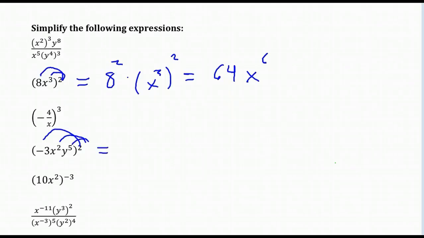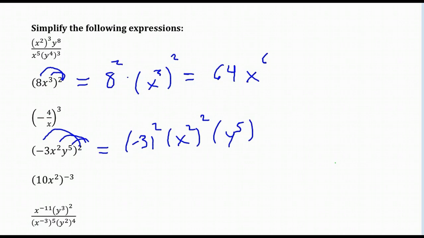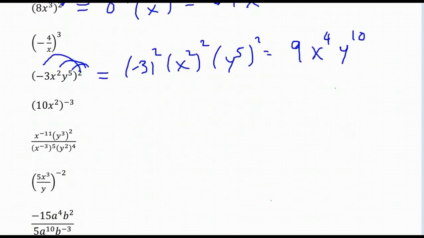Okay, similar for this next example, we're going to distribute the exponent to each factor. We're going to square -3, square x squared, square y to the 5th. For the numerical part, we can just plainly evaluate. -3 squared is 9. Multiply the exponents for the remaining factors to get x to the 4th times y to the 10th.